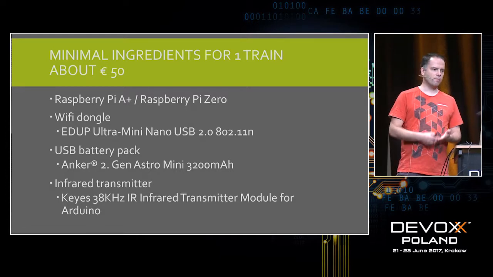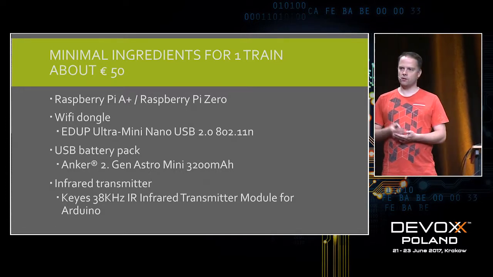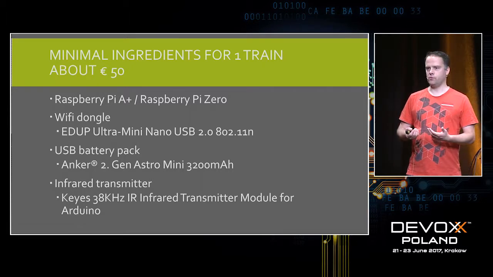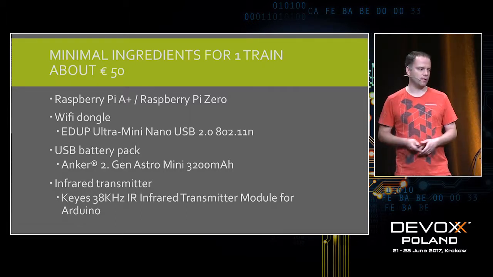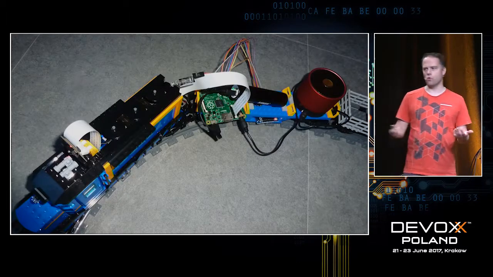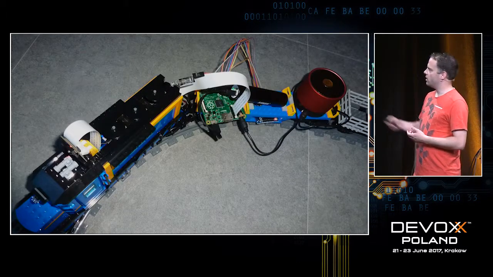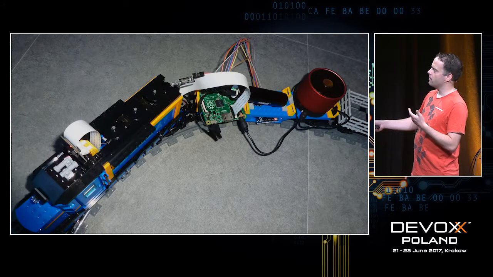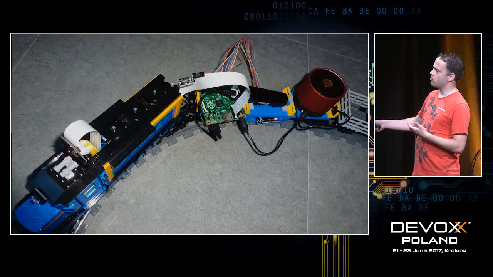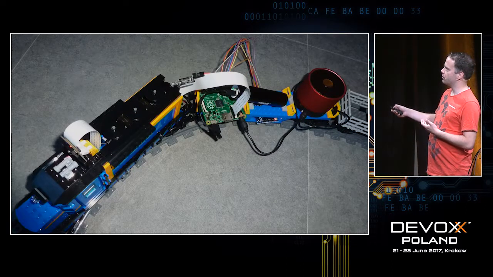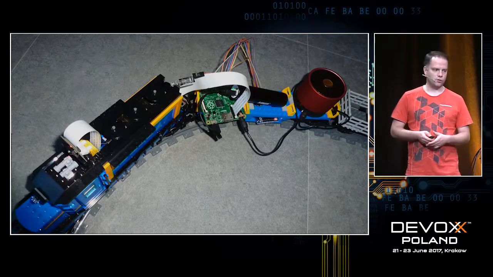So you buy a Raspberry Pi, a USB Wi-Fi dongle, a battery pack, and an infrared transmitter. And why you need that, I will explain in the next slides. But you can do a lot more with it. What you see here is a Raspberry Pi camera which streams Full HD video. There is a speaker on top of it, and there's an RFID reader at the bottom to detect the position on the track.